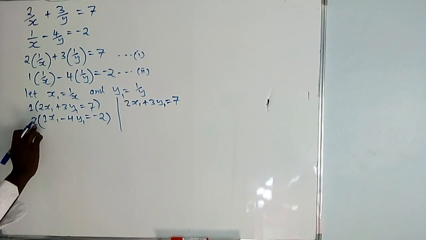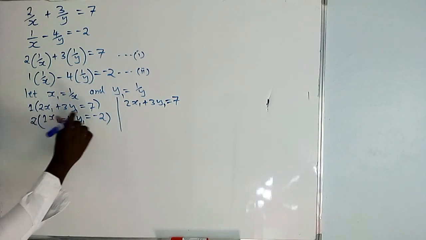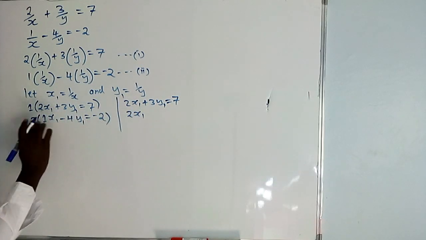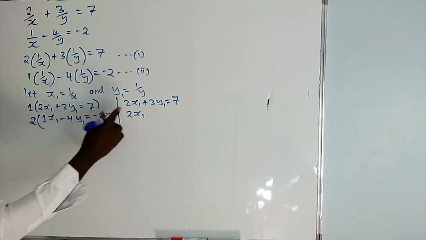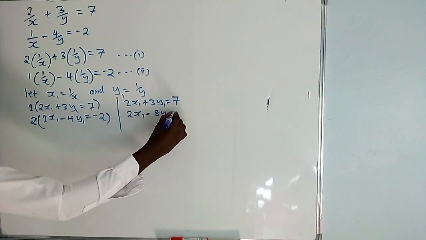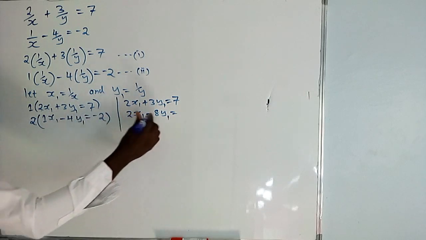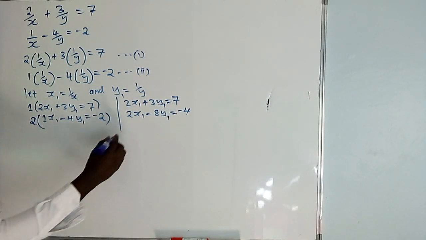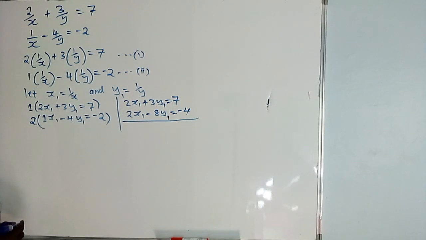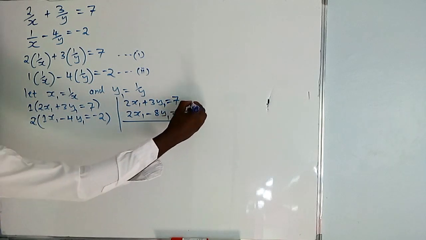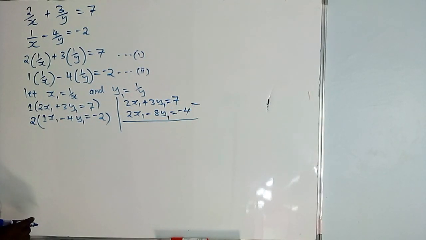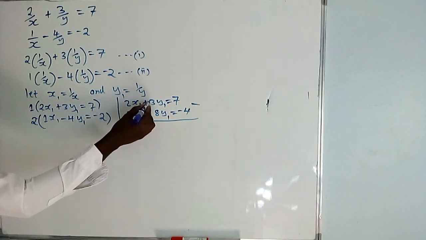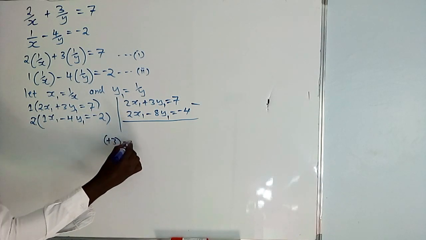Then in the second part, 2 multiplies everything. 2 times 1, that is 2x1, isn't it? Minus 2 times 4, that is 8y1, is equal to 2 times negative 2, negative 4, isn't it? 2 multiplies both sides of the equation. Are you together? So after doing that, you can now subtract the two equations to eliminate x1. So 2x1 minus 2x1 is 0. Positive 3y1 minus negative 8.